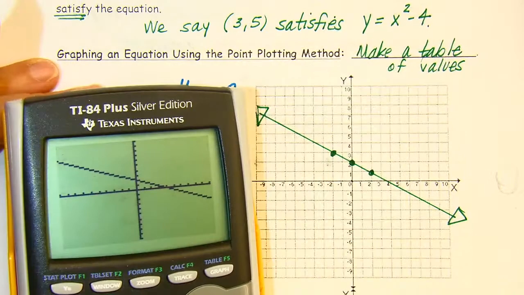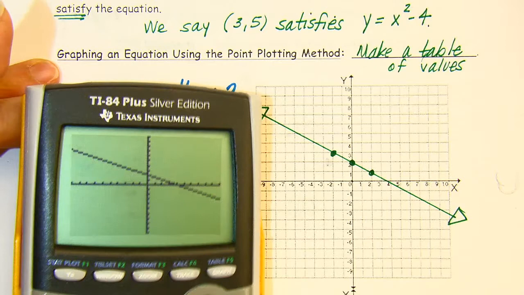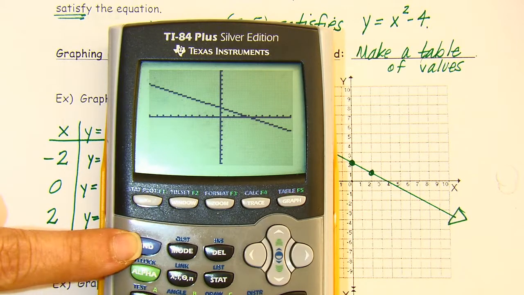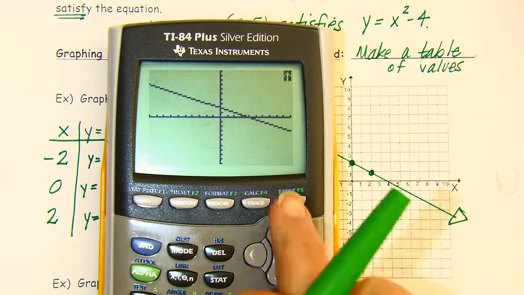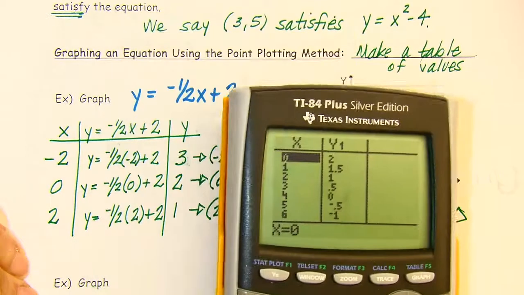It matches. All right. Now I want to get the table. If you look here on my graphing calculator, right above this graph button, it says table. But it's in blue, so I have to use this blue button here. So I click second, table. Okay, and there are my table of values.